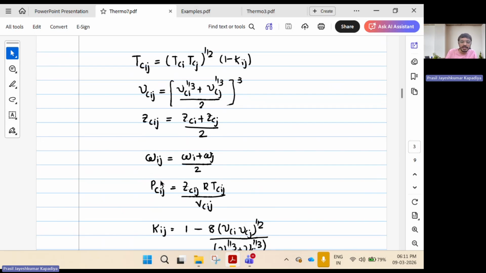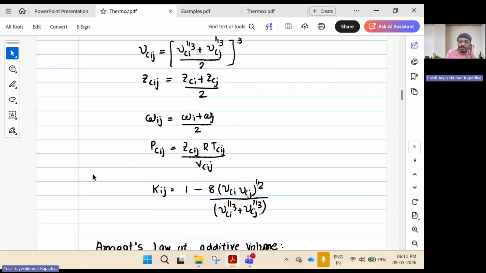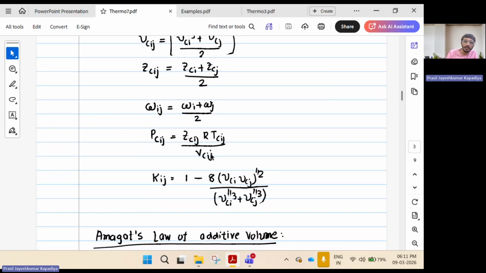So to find the mixture critical pressure, we need Pc = Z R T by V. For that, we need to find the mixture Zc, mixture Tc, and mixture Vc. Mixture Zc is simply the arithmetic mean, Zc1 plus Zc2 by 2. Similarly, Tc we have already seen here, and Vc is the cube root mean: Vc1 raised to 1/3 plus Vc2 raised to 1/3, divided by 2. And when we take the cube, we find the absolute volume. When we put this in, we have the value of the critical pressure.